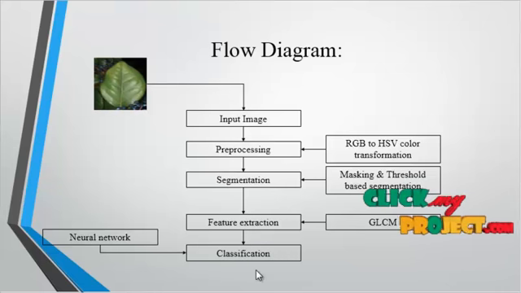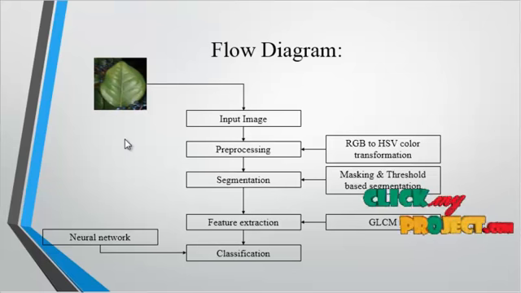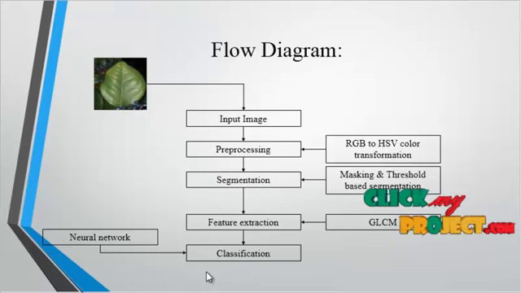For this classification method, we have to give three inputs. First of all, we have to give the test feature, then the train feature, then the label. The test feature indicates the feature of the input image, the train feature represents the features of the whole dataset images, and the labels describe the plant disease. After the classification, the result will be displayed in text format.